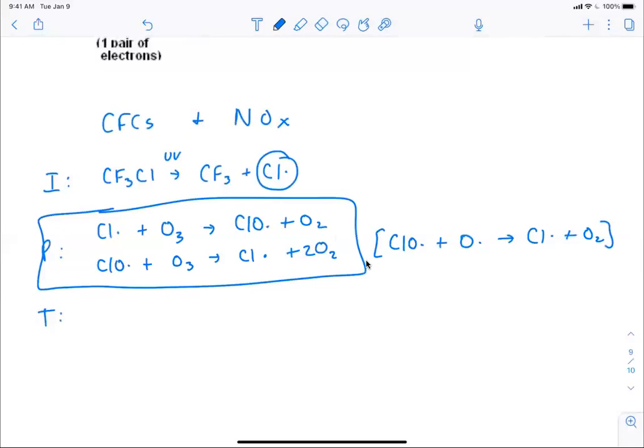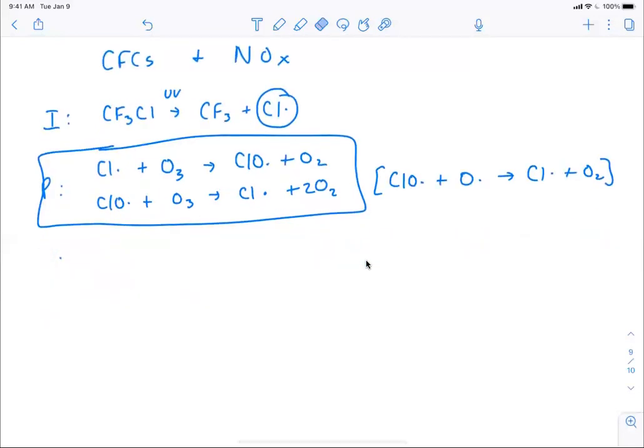So it doesn't look like we really talk about the termination that much. So it's mainly that propagation that we care about here. With NOxes, the idea is that the NO2s and NOs break up and form NO free radical, and that reacts with ozone to form NO2 plus O2.